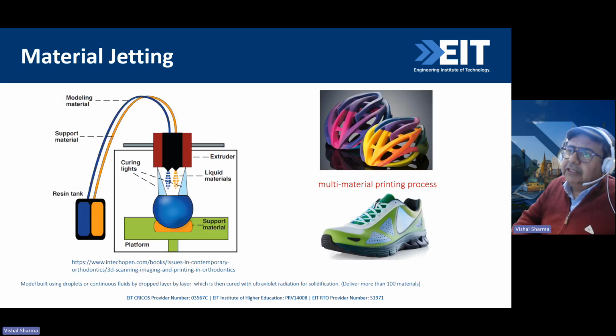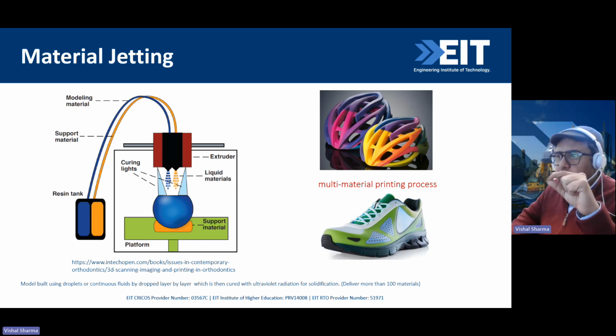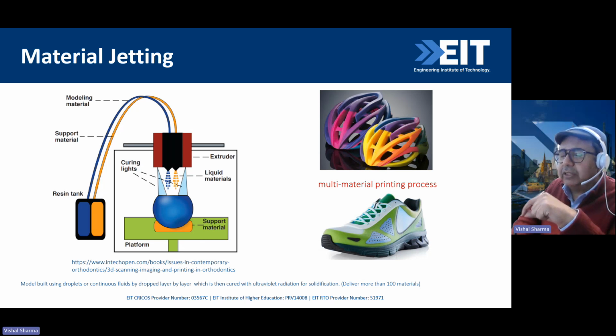Another technology is material jetting. This technology is very similar to our inkjet printers. We used to have inkjet printers a few years ago, and the same technology is used here. So we have a tank, and in that tank we have an ink. In this case it is a resin, and it comes to the extruder. From here the material will be sprayed at the point where it is required. Once one layer is done, the platform will move down. Again the material is sprayed and it will fall on the place where it is required.